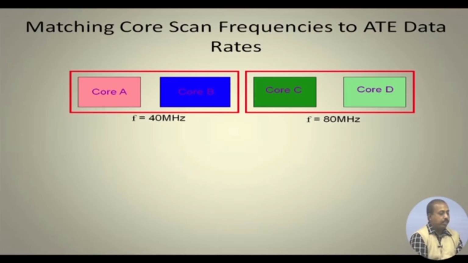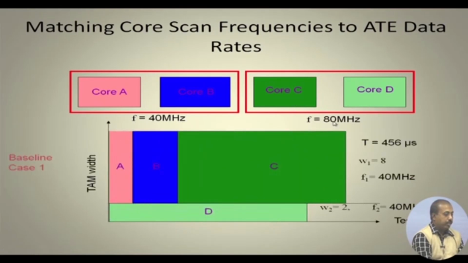Now, how do we match these core scan frequencies to the ATE data rate? We may decide that core A and core B will be operating at 40 megahertz, and core C and core D will be operating at 80 megahertz. What we do is put core D on, say, this 40 megahertz line. This is W2, the width is 2, and we put it at 40 megahertz frequency, and core A is put on W1.